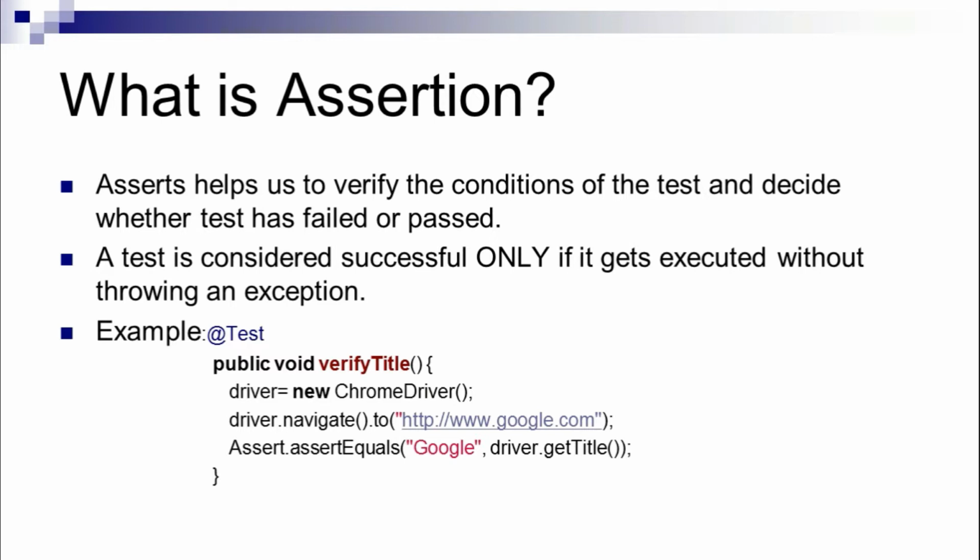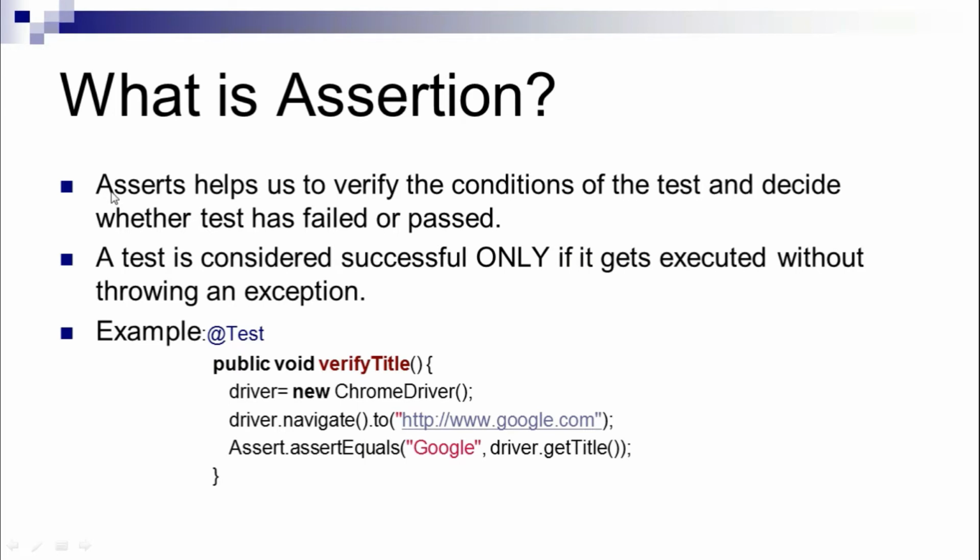If I'm saying that I want to assert two things to be equal, that means I am making sure that two things are equal. Or if I'm saying assert true, I'm checking if something's true or not. I'll just go through the slide quickly.